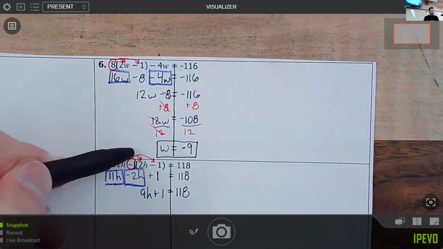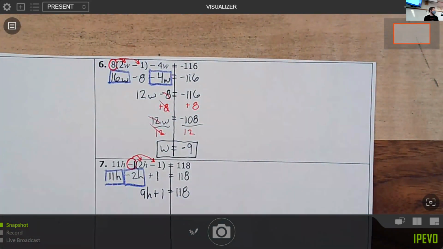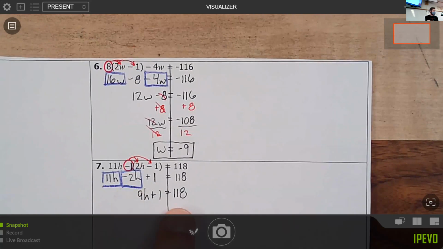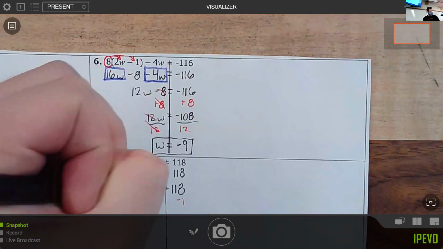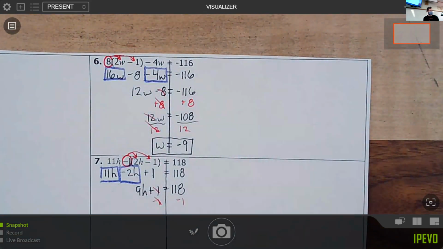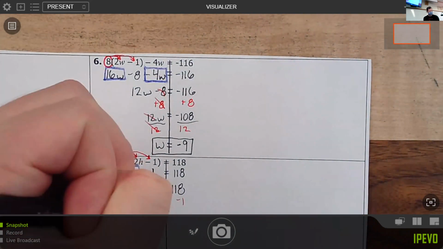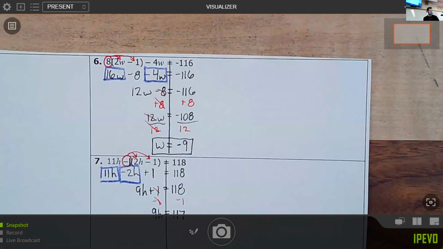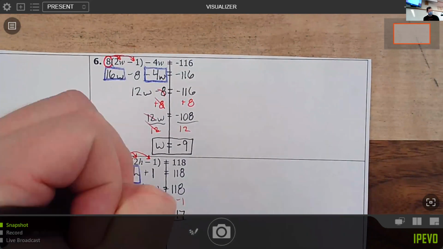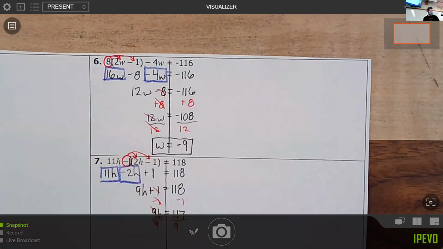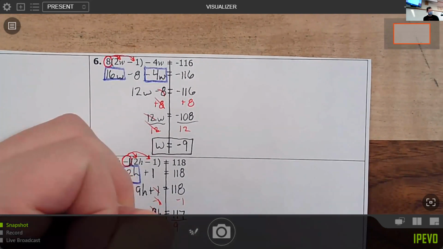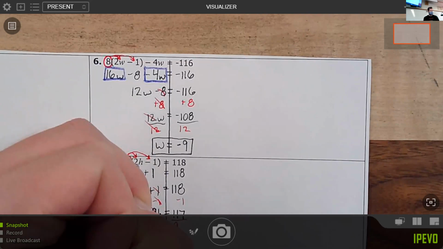So we distribute it, we combine like terms. Step 3, solve, which is usually a two-step equation, and there we have it. That's a two-step equation. What's our next step? Subtract 1 from both sides of the equation. Let's see, bring down the 9h. 118 minus 1 is 117. What's our last step? Divide by 9 on both sides of the equation. All right, so divide by 9, divide by 9. And that's what, 13? H equals 13.